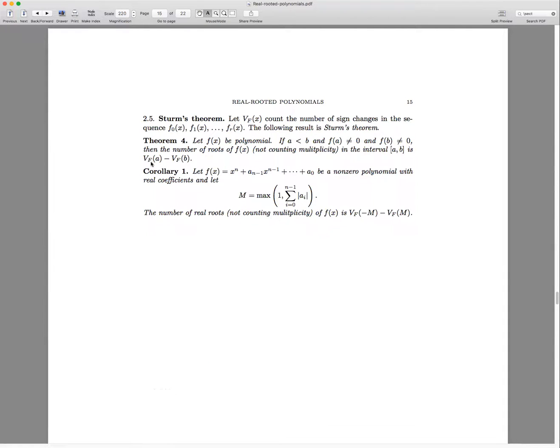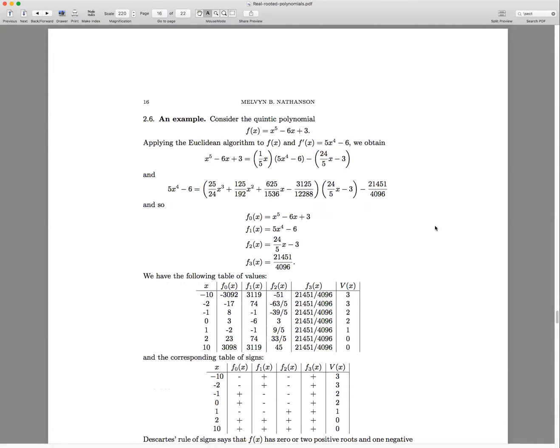By this variation V sub f, that just means the number of sign changes in that sequence, and this is multiplicity spelled wrong, but yeah. So here I put it in an example. Obviously I'm not going to prove Sturm's theorem.